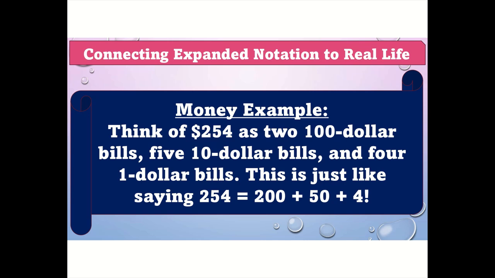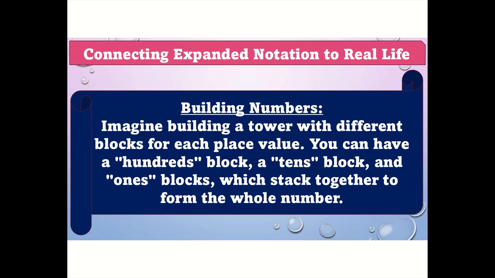Connecting expanded notation to real life. Money example: think of $254 as 2 $100 bills, 5 $10 bills, and 4 $1 bills. This is just like saying 254 equals 200 plus 50 plus 4. Building numbers: imagine building a tower with different blocks for each place value. You can have a hundreds block, a tens block, and ones blocks, which stack together to form the whole number.